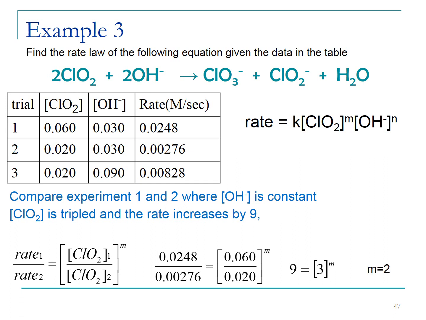Okay, there we go. M has to equal 2. So little m equals 2. So that's second order with respect to ClO2. I hope you follow what I did. You always put the concentration in the brackets raised to the power, and then the rates on the left.